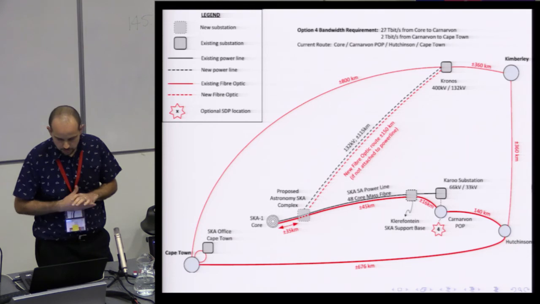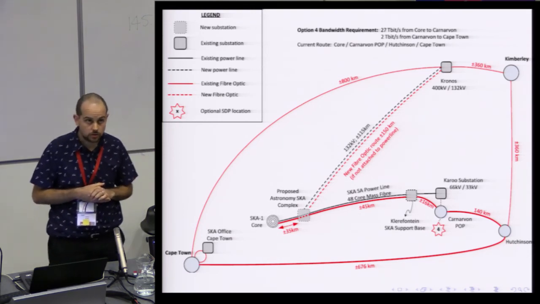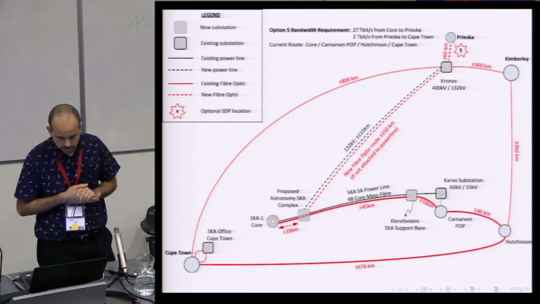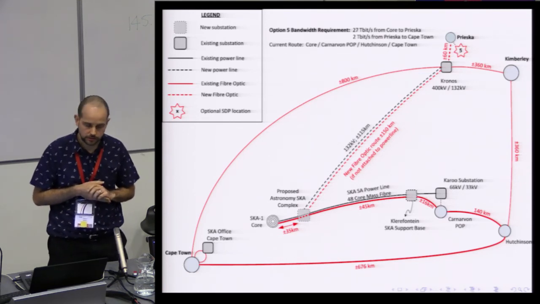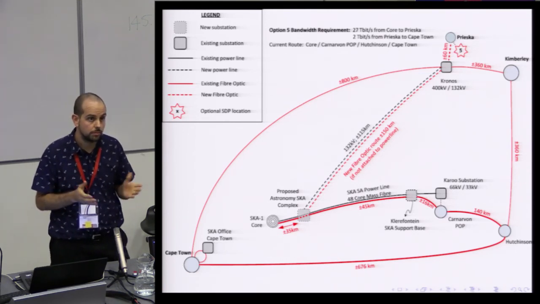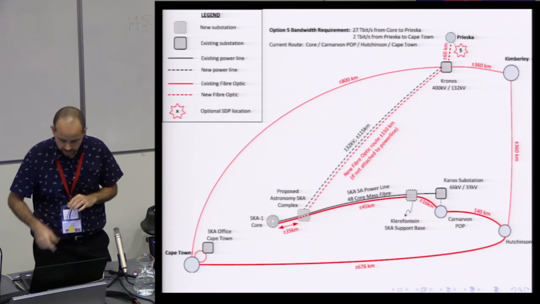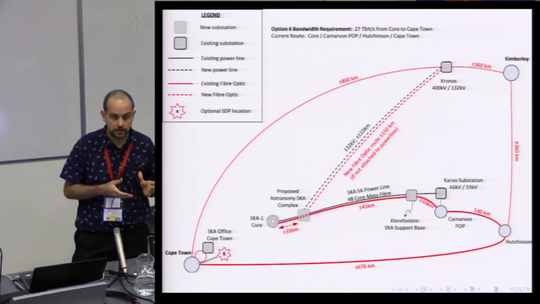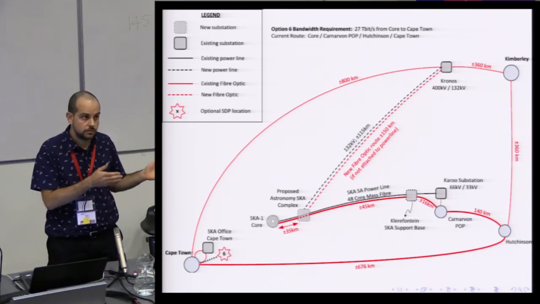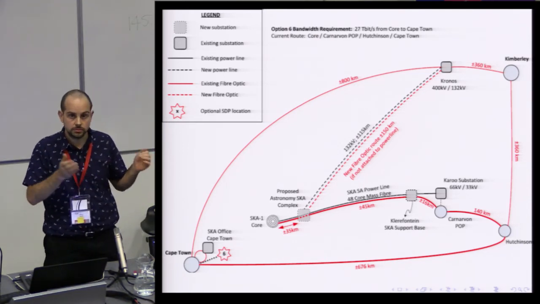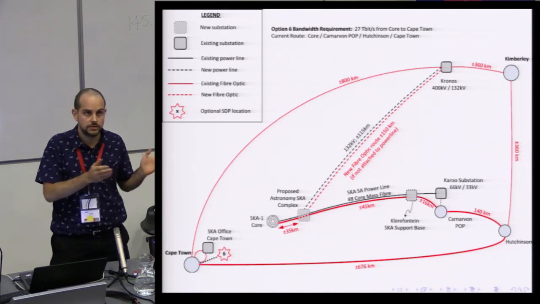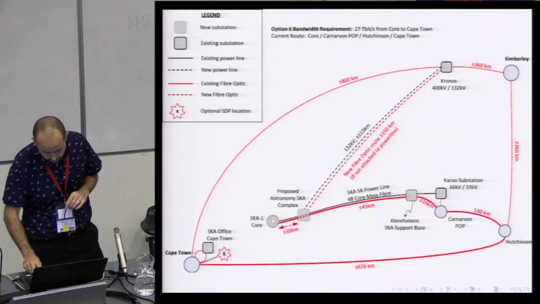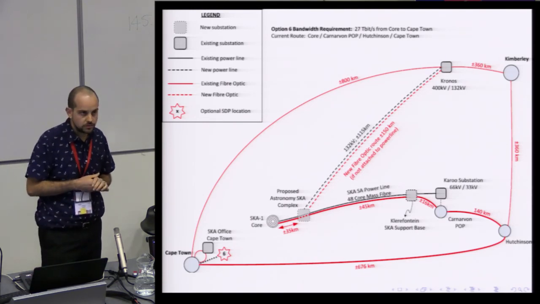Then there's another option, which is to build it in the nearest town, which is called Carnarvon. And a fifth option, which is to build it in a town which is really in the middle of nowhere, but it happens to be close to one of the power substations called Prisca. And quite finally, you could actually build it in Cape Town. And as you can imagine, the cost of transporting 27 terabits in terms of equipment and power and that sort of stuff scales up as you move it further away from the core site. So those are the six options.